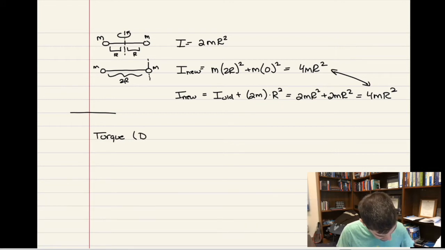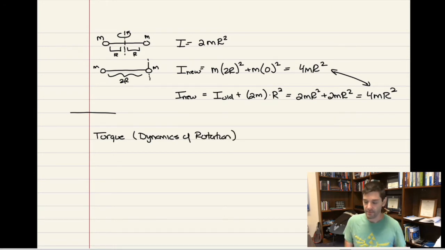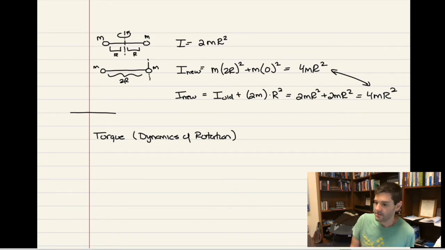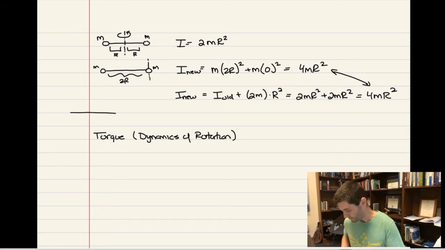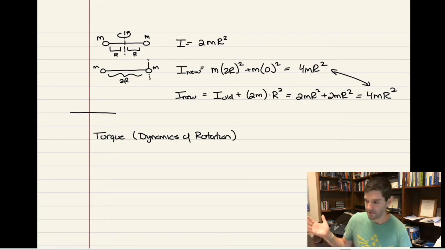The dynamics of rotation. For linear motion, we had this thing called force. Forces caused accelerations, which caused things to start moving, change direction, etc. The analogous thing in rotational motion is going to be what is called torque, which of course relates to forces. Everything relates to forces. We could always do F equals ma for anything.